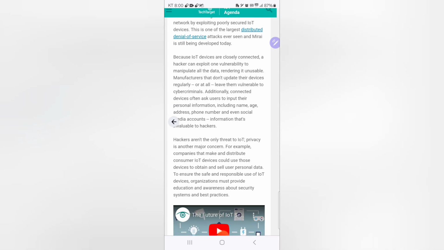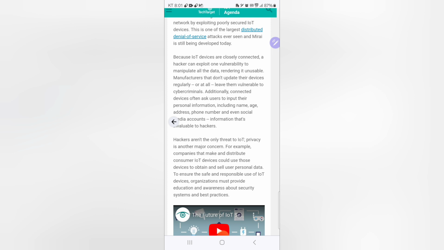Because IoT devices are closely connected, a hacker can exploit one vulnerability to manipulate all the data, rendering it unusable. Manufacturers that don't update their devices regularly or at all leave them vulnerable to cyber criminals.